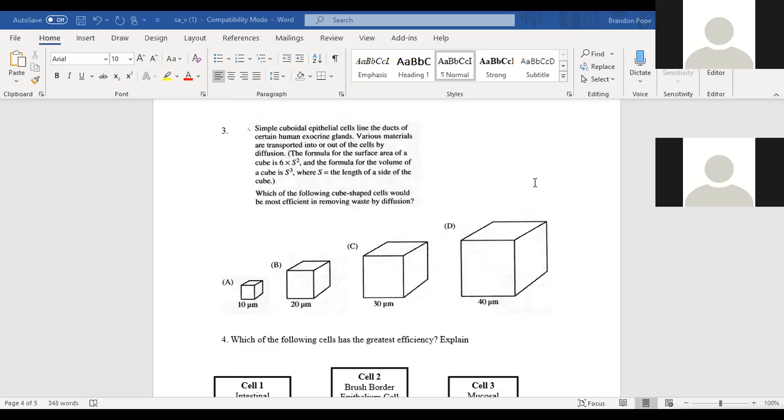You said which one has the greatest surface area to volume ratio. Yes. Which one is going to be most efficient? Is it more efficient to be small or more efficient to be large? That's essentially the question.